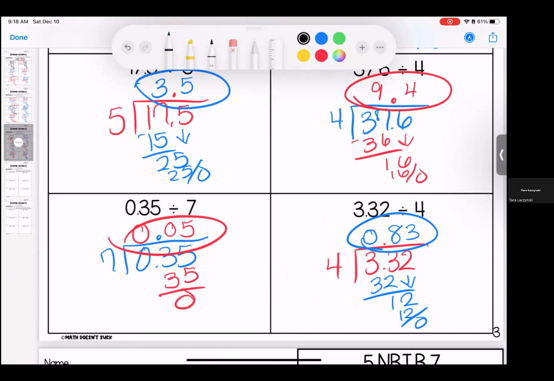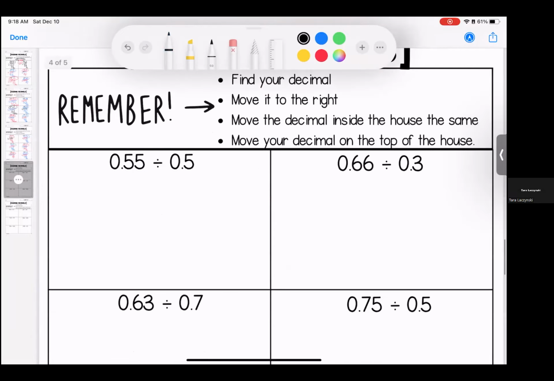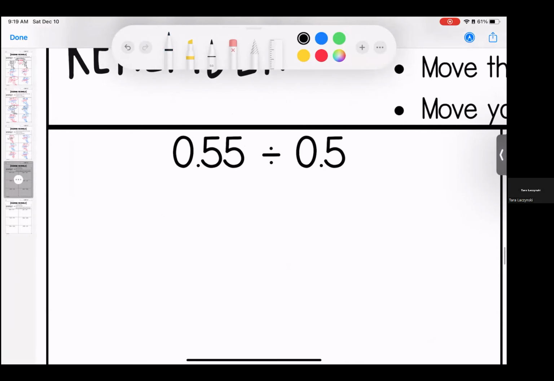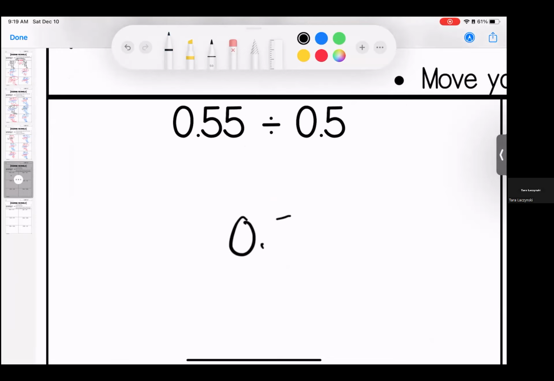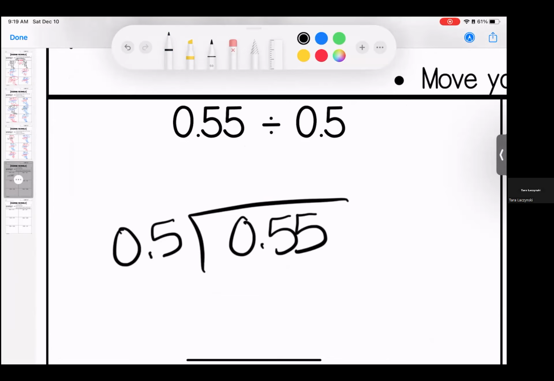But we can handle it. We are always up for a challenge. We are mathletes. And remember, the only way to learn math is through mistakes and lots of them. So let's dive in. I suggest before you move your decimal that you write your problem because it helps you know which one you're moving, okay?